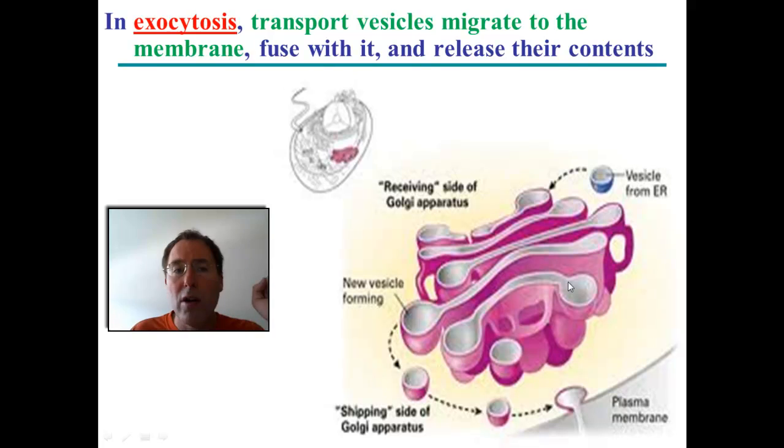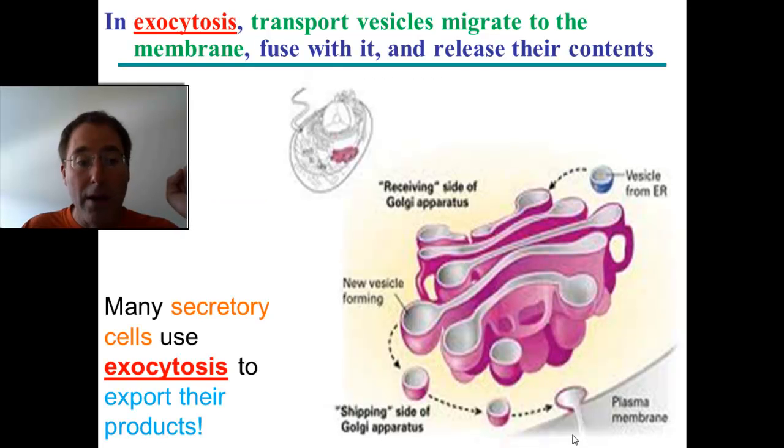Here's the picture of the Golgi apparatus. Remember that there's a receiving side and a shipping side, and then you can see down here the item meshing with the plasma membrane and then leaving. Many secretory cells use exocytosis to get their products outside of the cell.